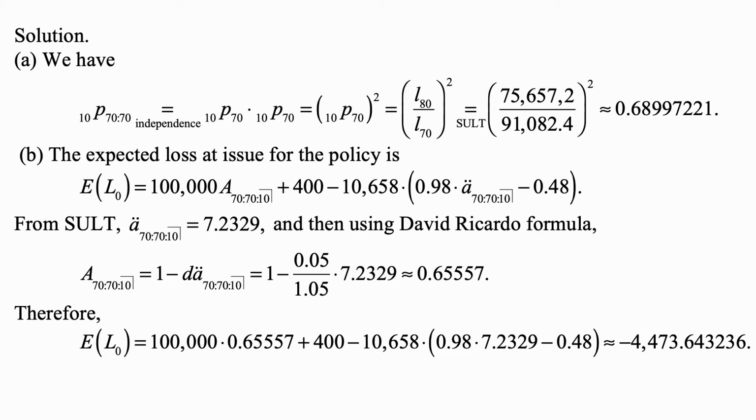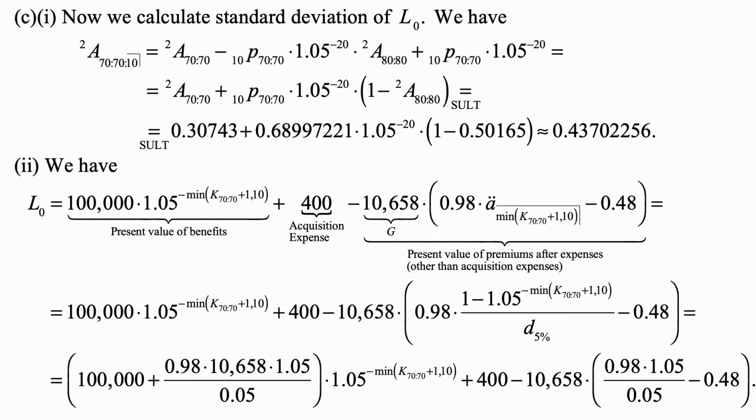And the expected value of the loss at issue is 100,000 times 0.65557 plus 400 minus 10,658 times 0.98 times 7.2329 minus 0.48. And that's approximately equal to negative 4,473.643236.